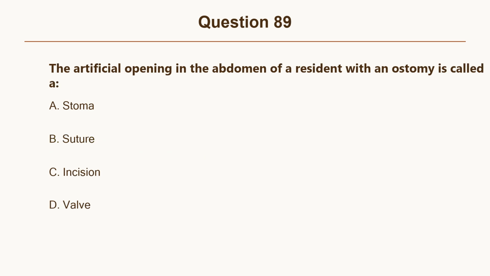Question 89. The artificial opening in the abdomen of a resident with an ostomy is called a, option A, stoma. Option B, suture. Option C, incision. Option D, valve. The correct answer is option A, stoma.